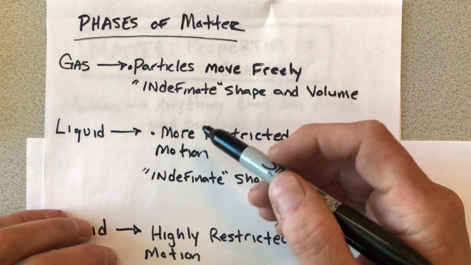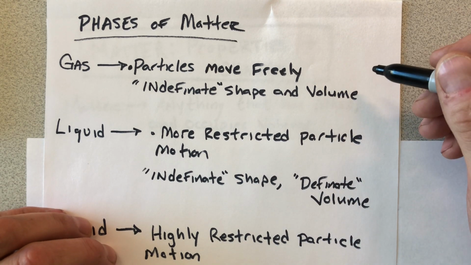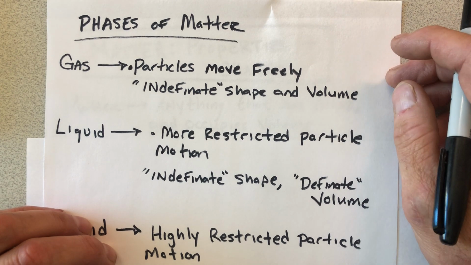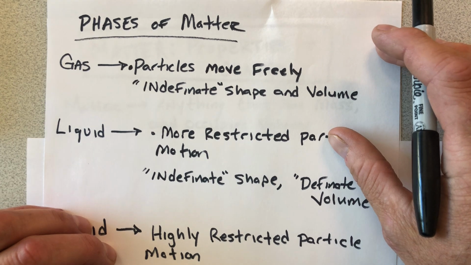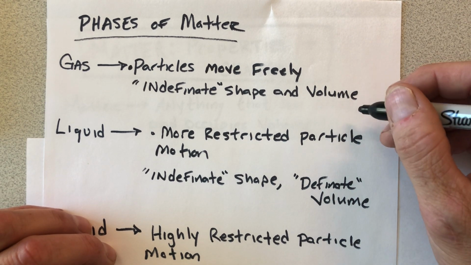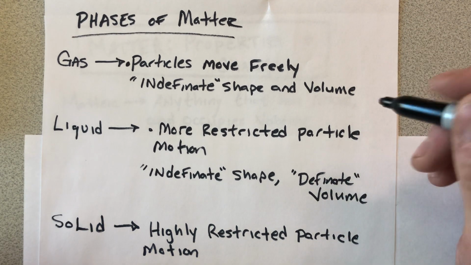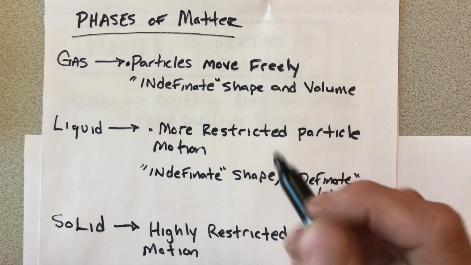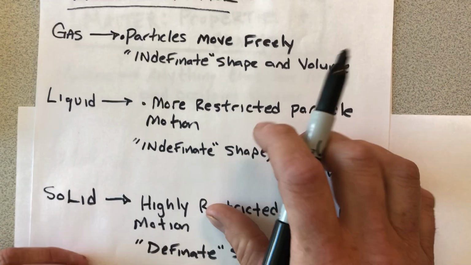So in a gas phase, the particles of matter move really freely. They have an indefinite shape and volume. That means that the shape of the gas is just whatever shape of the container that's holding it, and the volume is indefinite, meaning that it can be changed by compressing it. You can change the volume to expand a gas or to contract a gas. And that's really the only phase of matter that you can do that to.